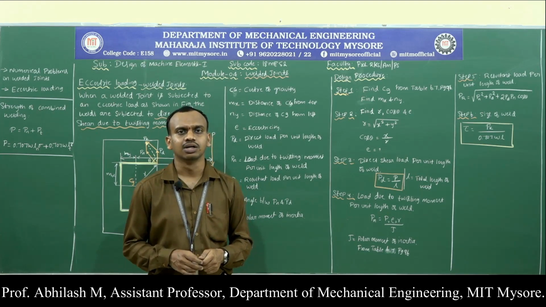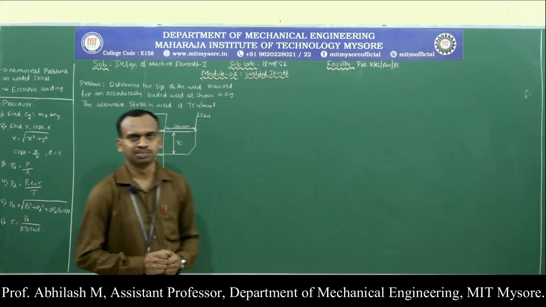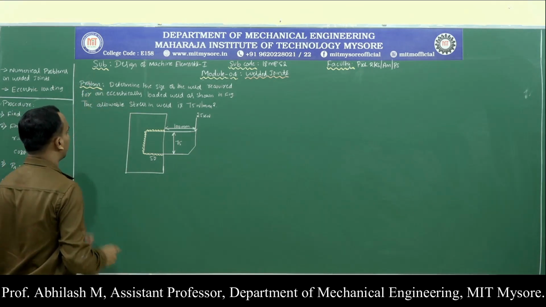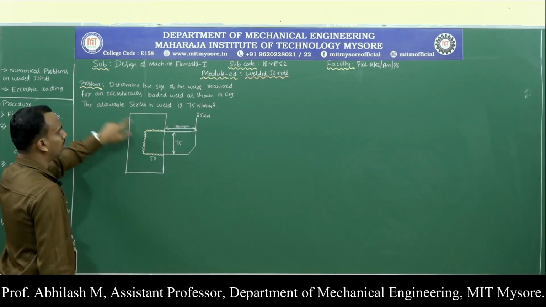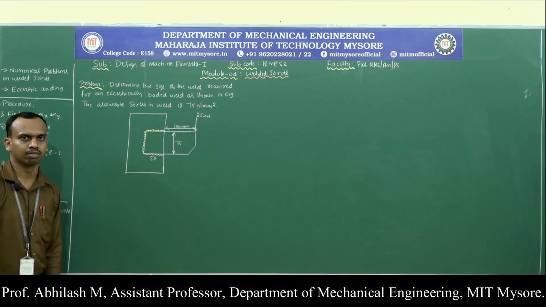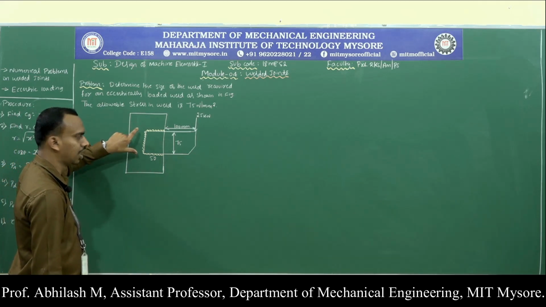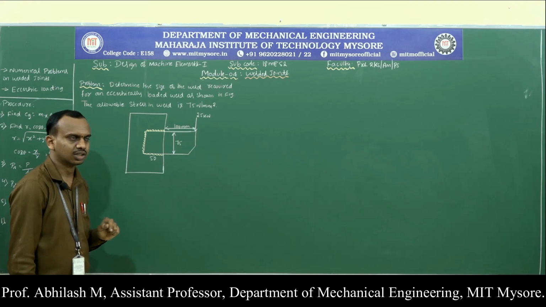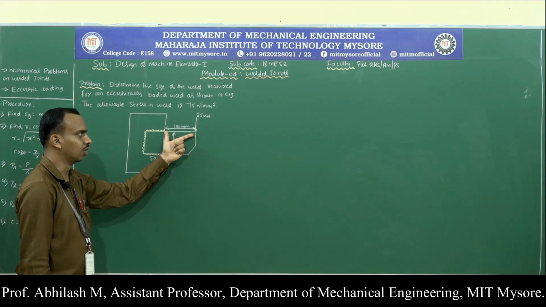Now let us begin with the first problem with respect to the case of eccentric loading. The first problem is: determine the size of the weld required for an eccentrically loaded weld, as shown in the figure. The allowable stress in the weld is 75 Newton per millimeter square. They have given you the sketch with respect to the eccentric loading and we are supposed to note down the data corresponding to the sketch. So basically there is an applied load of 25 kilonewton. This is the eccentrically loaded distance.